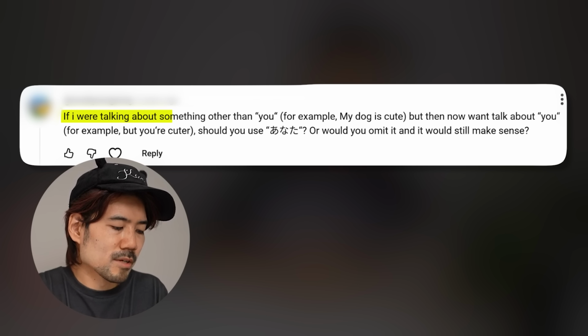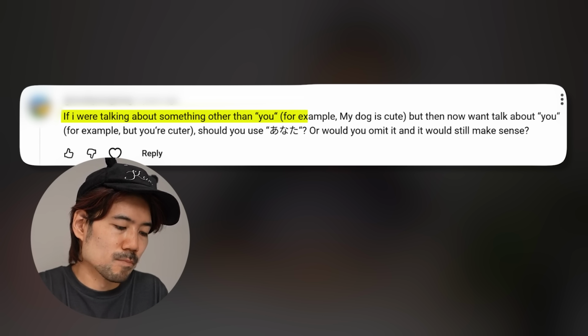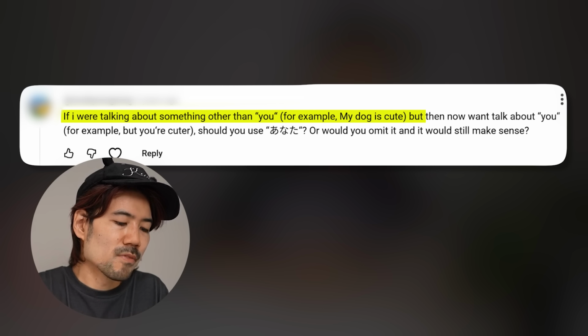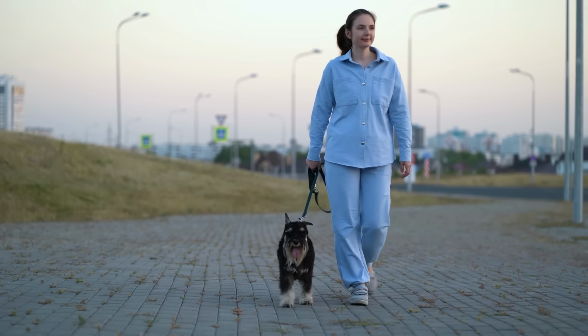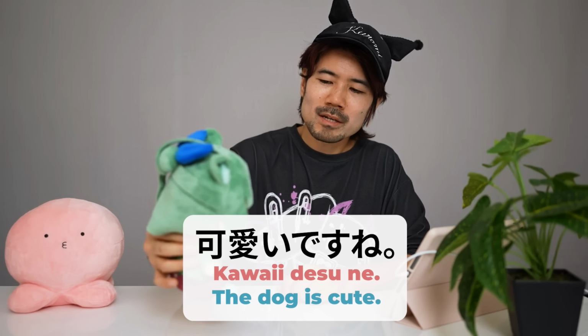If I were talking about something other than you, for example, my dog is cute, but then I want to talk about you, for example, but you're cuter. Should you use あなた? Okay, so you're walking your dog, and the green-haired girl approaches you and says, かわいいですね.